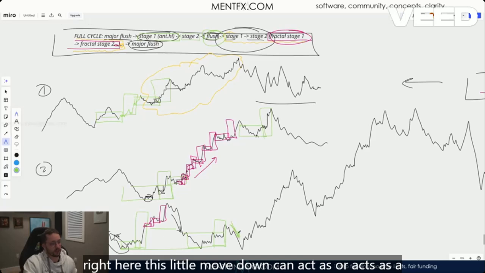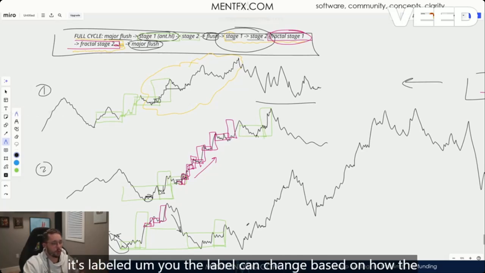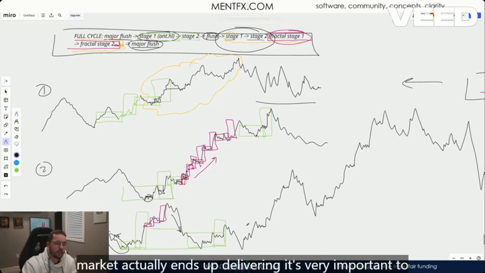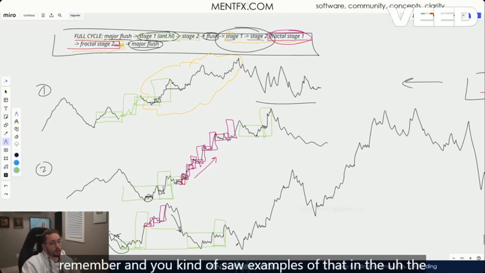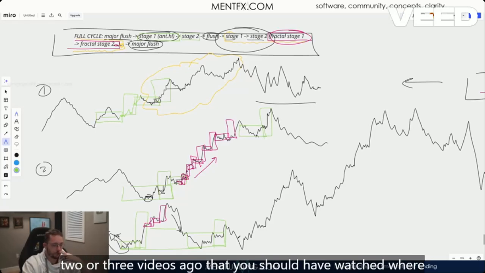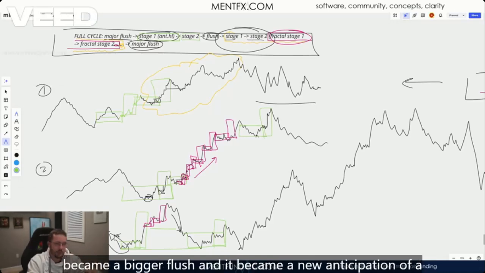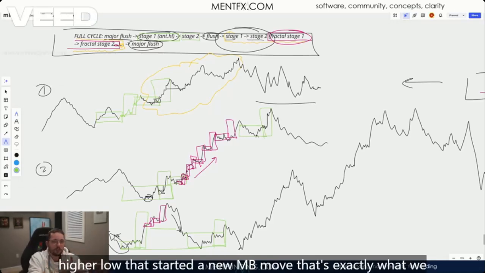So this right here, this little move down, can act as, or acts as, a flush or a major flush, right? It doesn't matter because once it's labeled, the label can change based on how the market actually ends up delivering. That's very important to remember. And you kind of saw examples of that in the 1 hour portal material that we had a few videos ago. So I think 2 or 3 videos ago that you should have watched, where you saw me walk you through examples of me thinking that a stage 1 was happening, and then it became a bigger stage 1, and it became a bigger flush, and it became a new anticipation of a higher low that started a new MB move. That's exactly what we look for.